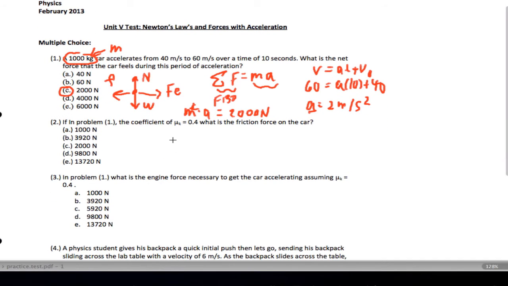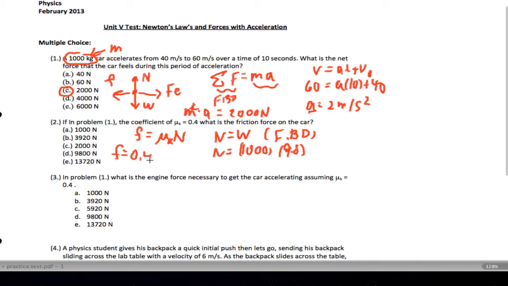Now, continuing, if the coefficient of friction is 0.4, what is the friction force on the car? Well, we know that friction is mu times N. That's mu kinetic times N if it's kinetic friction. And the fact is, we know that the force is balanced in the y direction from the free body diagram. And so we're going to need to plug in some numbers here. We're going to get that the normal is 1,000 times 9.8. Not because the normal is the same thing as the weight. It just happens to balance with the weight in this particular problem. So we'll take 0.4 times 9,800. And when we go ahead and do that, we're going to end up getting 3,920 newtons.